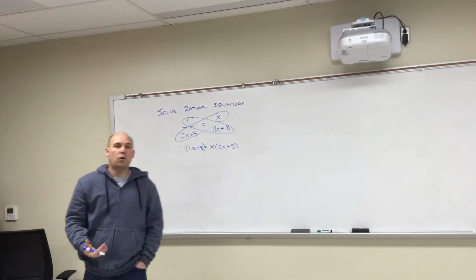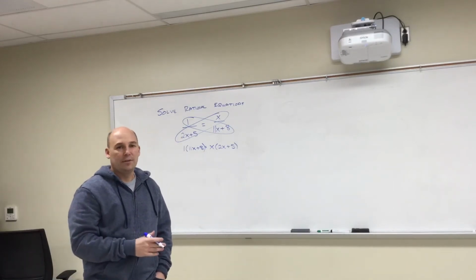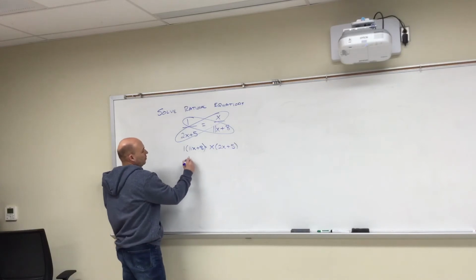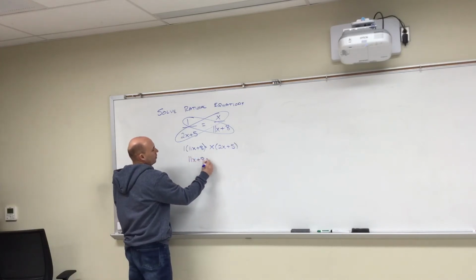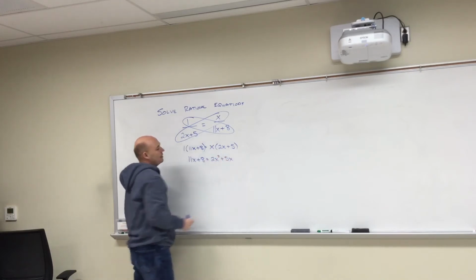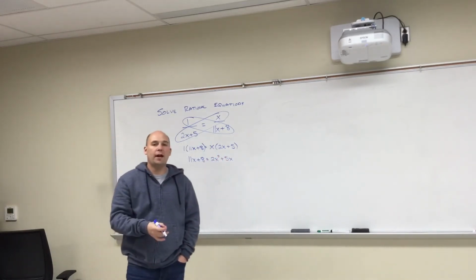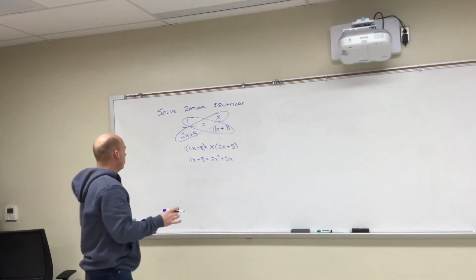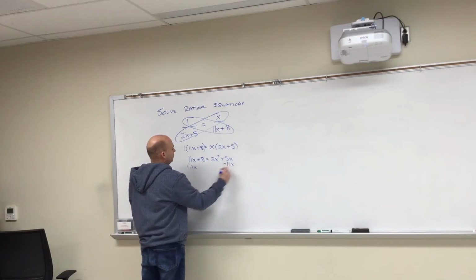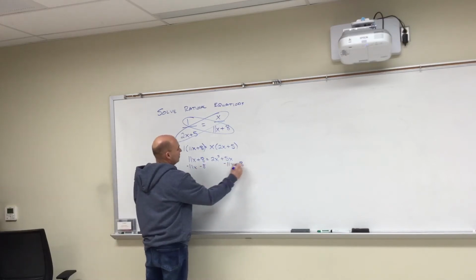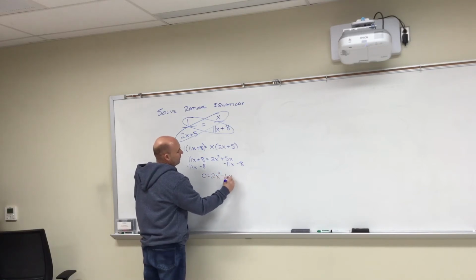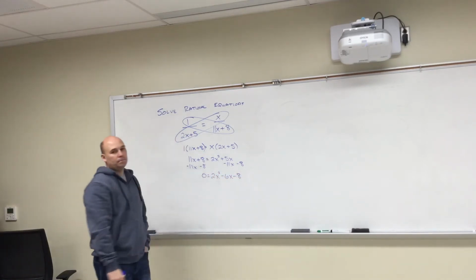Now I'm doing a very difficult one. There's going to be a lot of them here that are a lot easier than this problem. All right. So I'm going to solve this. So distribute my 1, so it becomes 11x plus 8. Distribute my x, so it becomes 2x squared plus 5x. Remember, anytime I see an x squared, I have to get it equal to 0. So I'm going to subtract 11x from both sides. I'm going to subtract 8 from both sides. And I'm going to have 2x squared minus 6x minus 8.